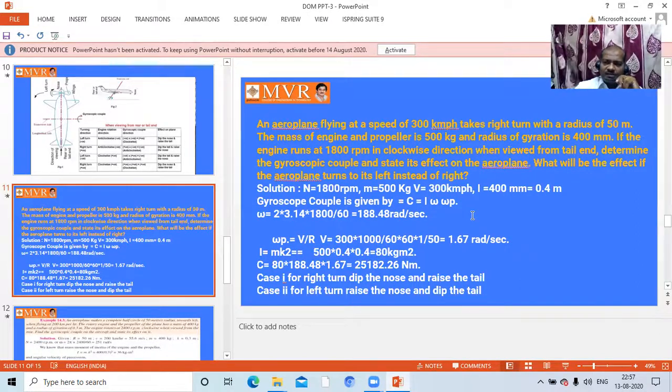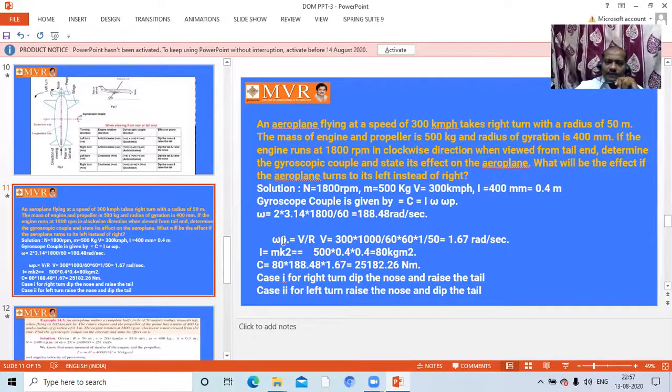Next, omega p is nothing but the angular velocity of precession. Angular velocity of precession is the ratio of the velocity of the aeroplane to the radius of curvature. What is the velocity of the aeroplane? It is given as 300 kilometers per hour. We convert it into meters per second. And what is the radius of curvature? The radius of curvature is 50 meters. By substituting, omega p equals v by r, we get the value 1.67 radians per second.